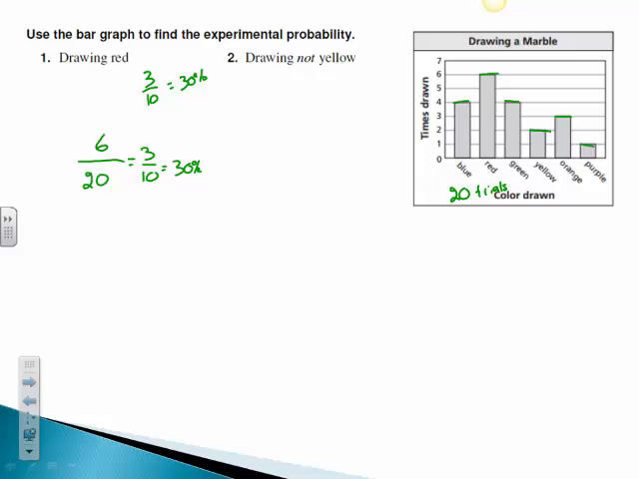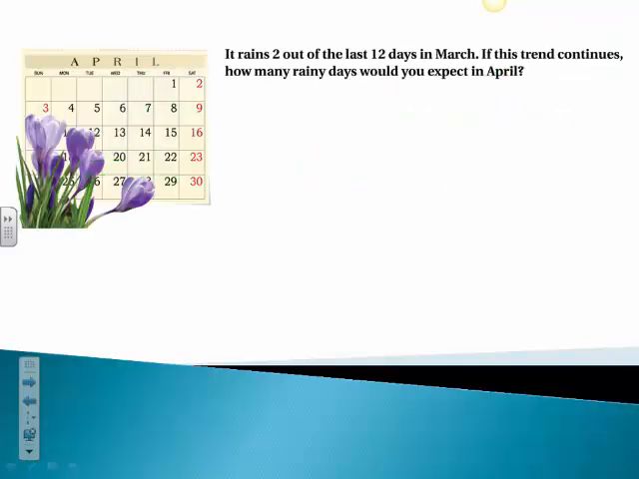Number 2. If you did this correctly, you would have gotten 9 out of 10, which is 90%. And if you counted these correctly, you would have gotten that there are 18 different trials that were not yellow. So 18 out of 20. Simplify that, you get 9 out of 10, which is 90%. All right, let's move on.